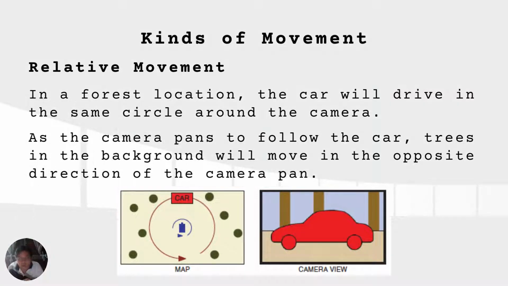Now, that is what is called relative movement. Now, the moving trees generate apparent movement, and the viewer transfers that movement to the car. There is still no relative movement because the car remains stationary in the frame. Okay?